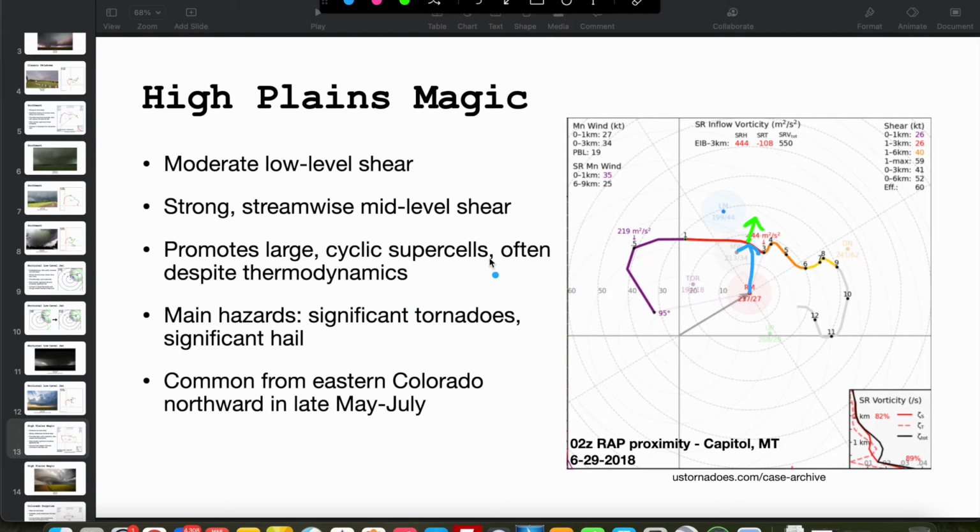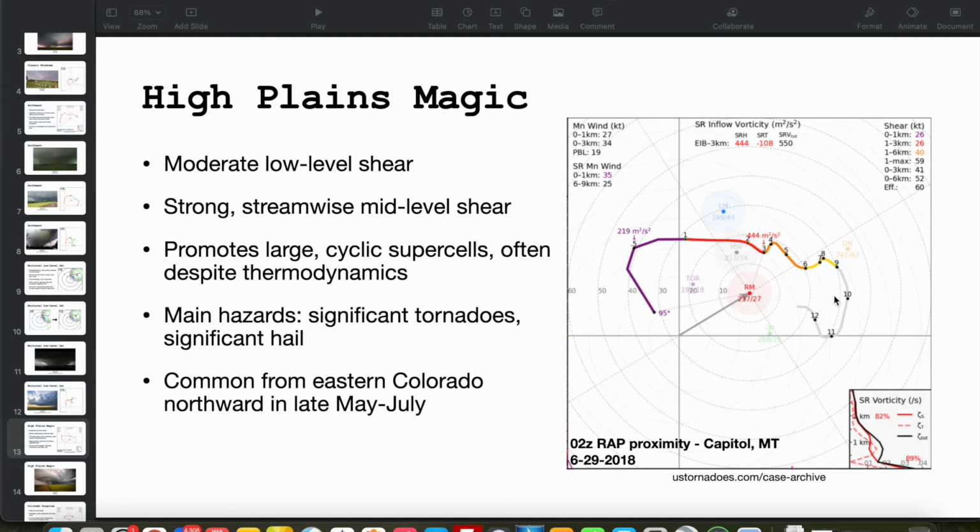Now, these supercells, like the nocturnal low-level jet ones, can often sustain themselves despite hostile thermodynamics. So oftentimes you don't get quite the instability that you see up in the northern high plains that you'll see in the southern plains, Oklahoma, Texas, Kansas. But you have strong shear in the low levels, strong streamwise shear in the mid-level, so you can get these cyclic, persistent supercells, even though you may have meager instability.